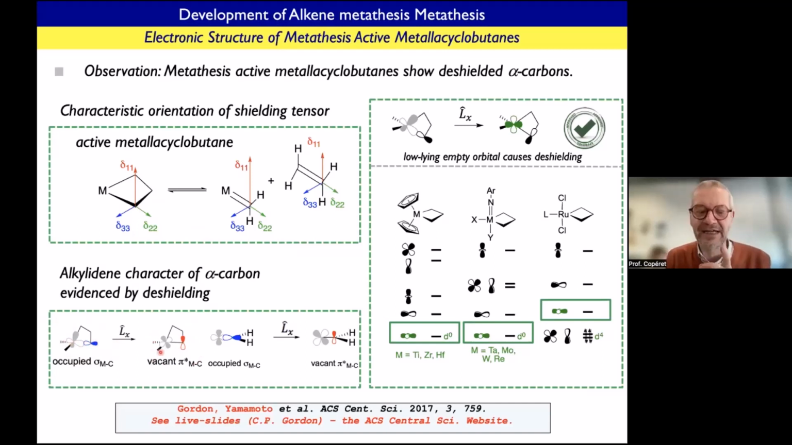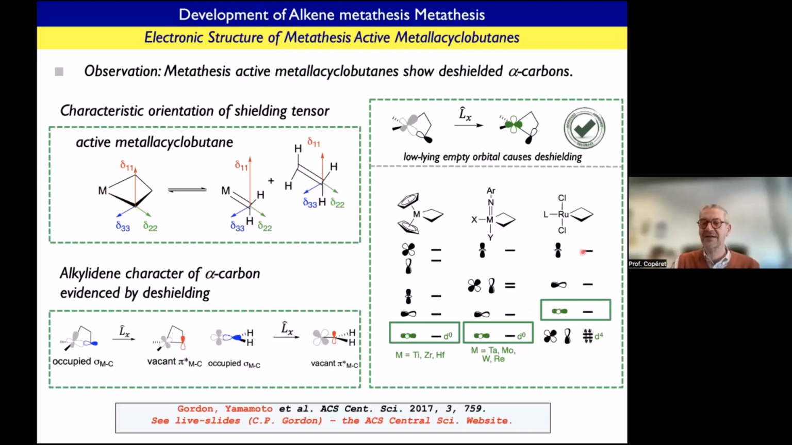But what is funny here is that formally you have a sigma bond, but NMR tells you that this sigma bond has some kind of pi character. So there must be a low-lying pi star orbital, and this low-lying pi star orbital is possible because there is an empty d orbital pointing into the ring of that intermediate. In fact, if you look at the frontier molecular orbitals involved in driving the chemical shift of metallacyclobutanes active in metathesis, they are the same molecular orbitals involved in the metal-carbon double bond, which tells you that this ring should have some kind of double bond character.